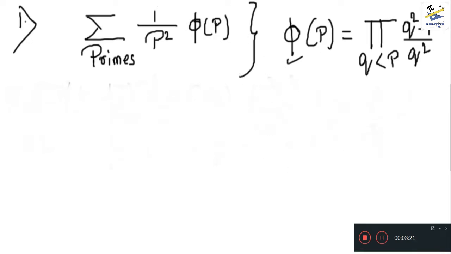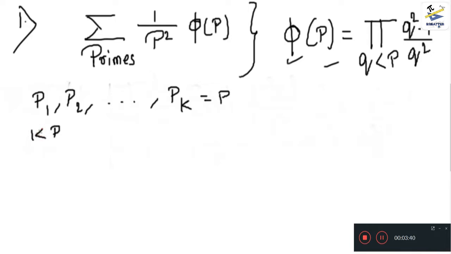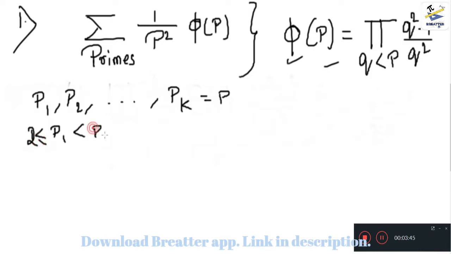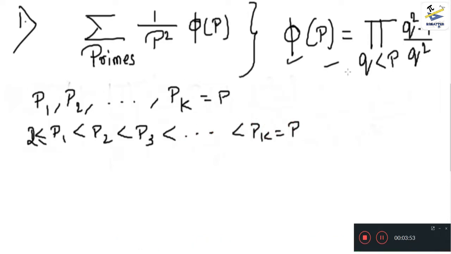Now what we need to do, since we are dealing with the primes less than p in this product phi of p, let's say p1, p2 and so on up to pk are all the primes less than or equal to p. That means pk is p, and they're in ascending order. That is, 2 is less than or equal to p1, less than p2, less than p3, and so on, less than pk, which equals p. So this is the product. Now what happens if you multiply these things out?